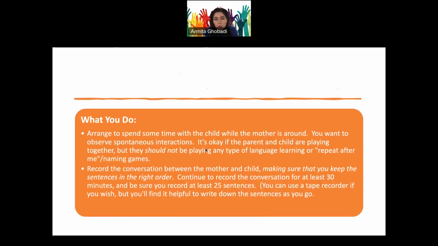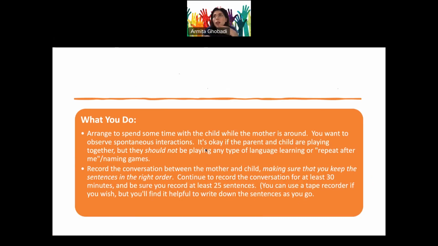Just make sure baby and mom are not playing some sort of shadow game, or repeat after me, because basically we need to understand how they usually interact and talk to each other. Conversation is necessary here. There should be at least 25 complete sentences for you to analyze the situation.